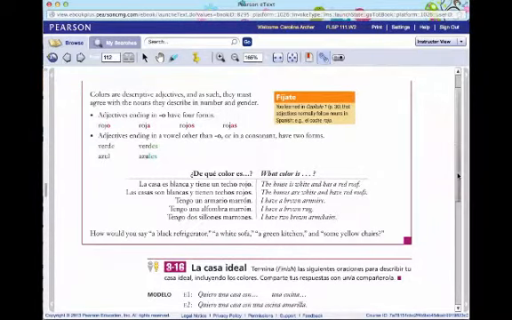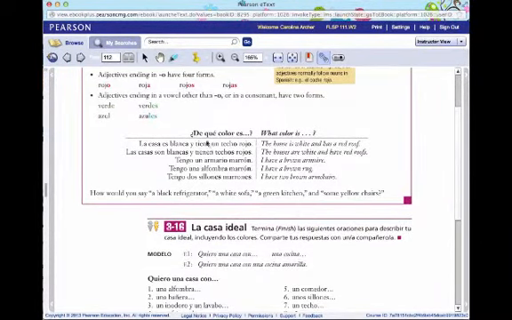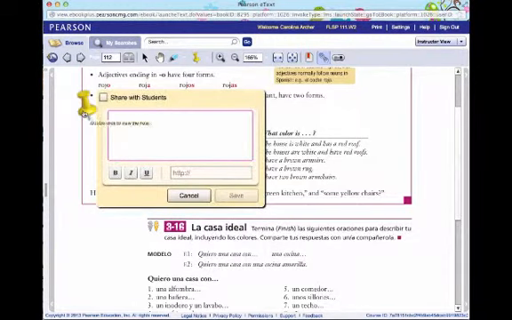To ask what color something is, we ask the question, ¿de qué color es? ¿De qué color es la casa? ¿De qué color es la alfombra? ¿De qué color es el sofá? Now, if you're asking about something plural, the question is, ¿de qué color son? Instead of es, because es is for él, ella.